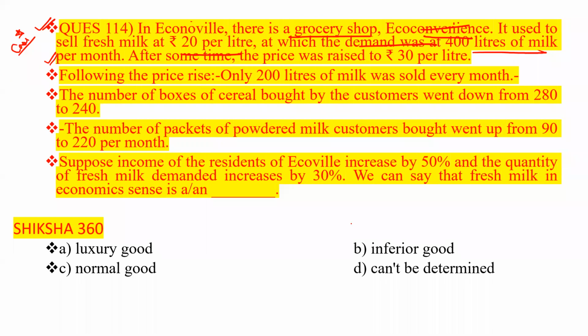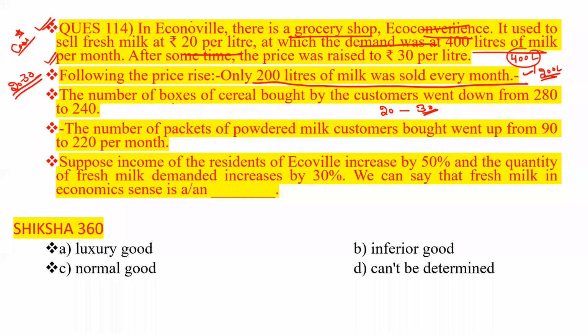After some time, earlier the price was 20, now the price rises to 30 rupees. Now what will happen? Following the price rise from 20 to 30, first, only 200 liters of milk were sold every month. Earlier there were 400 liters, now only 200 liters of milk were sold.